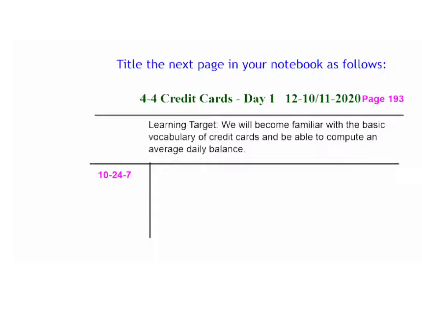Please title your next page as follows: 4 credit cards, day 1. Our learning target is we will become familiar with the basic vocabulary of credit cards and be able to compute an average daily balance. I'm going to advance to the next slide because it's got all that information plus some more.